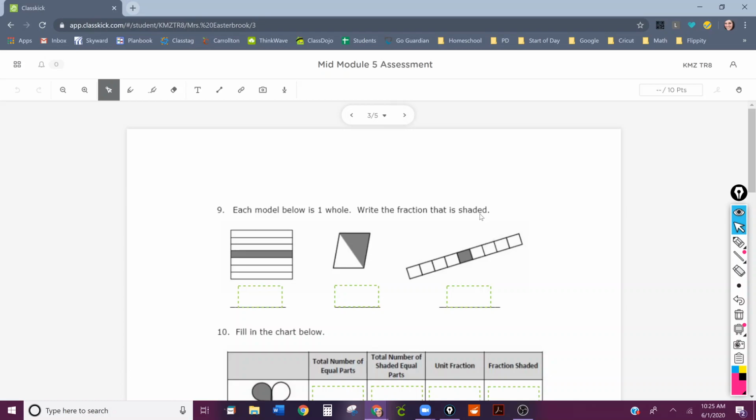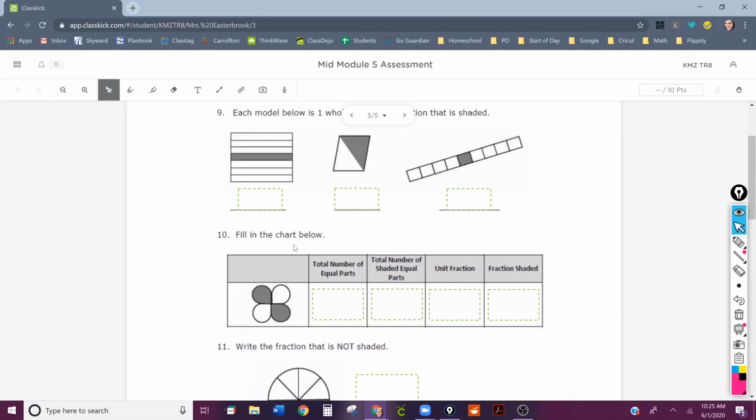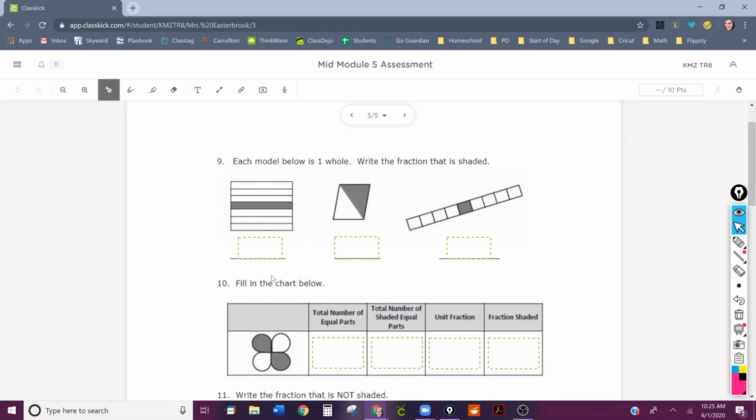Number 9, each model below is 1 whole. Write the fraction that is shaded. So here there's 1 piece shaded. We have 1, 2, 3, 4, 5, 6, 7 pieces all together. 1/7 is shaded. Here 1 piece is shaded. We have 2 pieces all together. 1/2 is shaded.